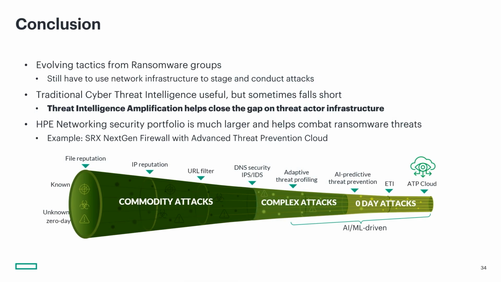Now I want to conclude with this. What did we talk about so far? We talked about ransomware groups using evolving tactics and potentially evolving infrastructure, but they need to test some of it. So we do have some visibility. We're not completely blind. But we also said that the traditional threat intelligence is helpful, but not 100%. It's never going to be bulletproof. So we have to augment that somehow. And we've proven that this amplification method that we put into HPE's products is actually helping in real life.